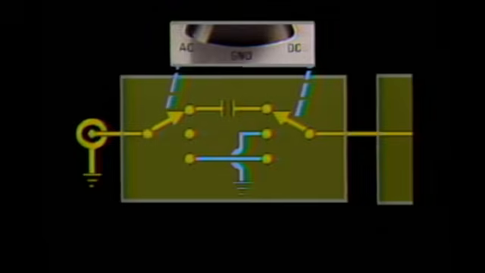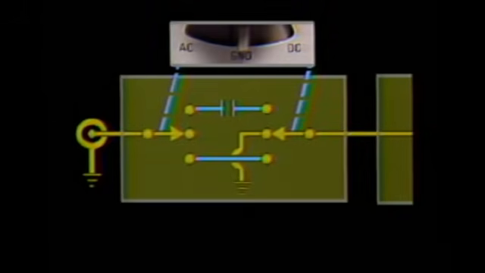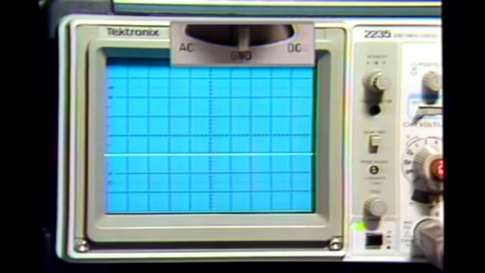AC coupling blocks the DC component of the applied signal by inserting a capacitor in series with the input. Ground position disconnects the signal and shorts only the attenuator input to ground. It does not short the applied signal to ground.